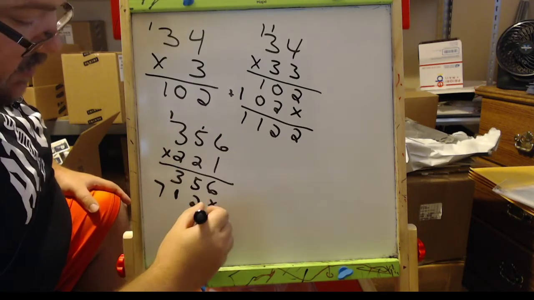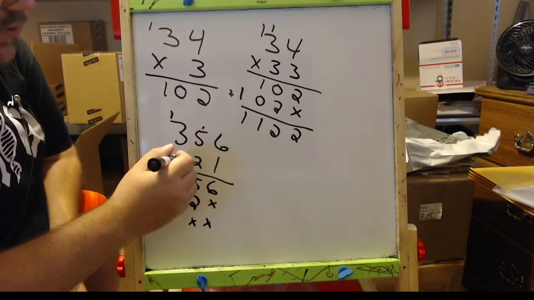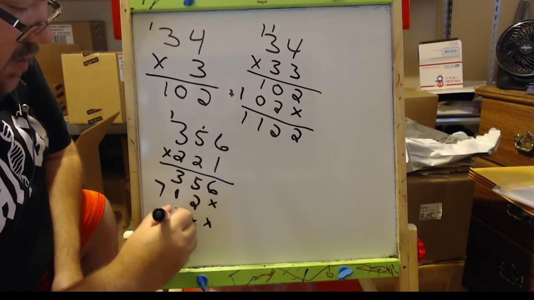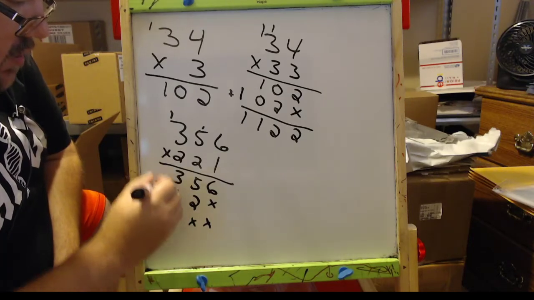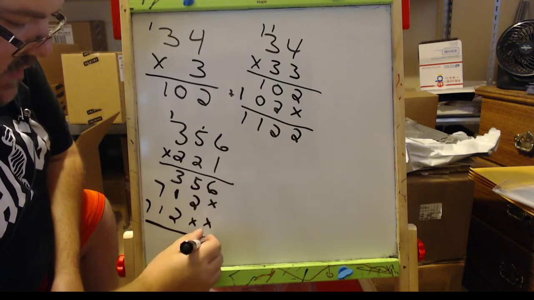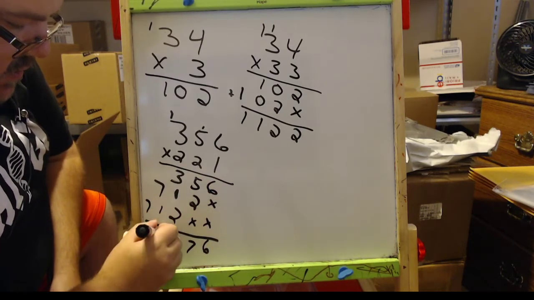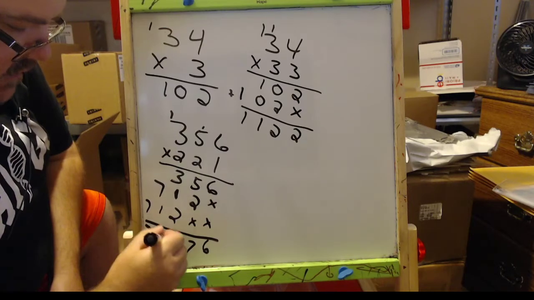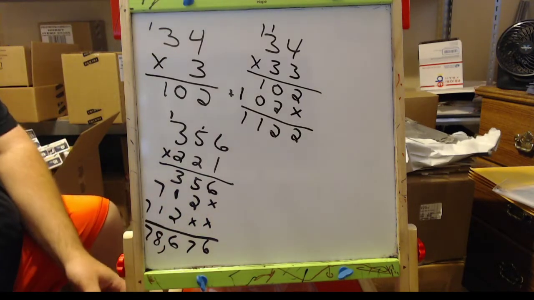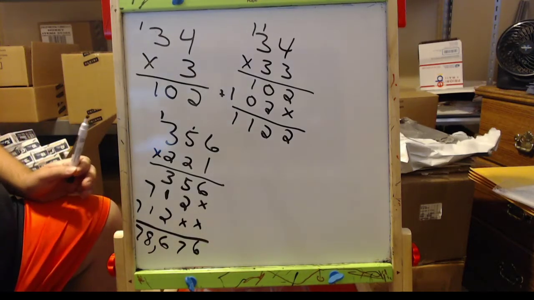Now, we're moving on to another one. We need 2 placeholders. So the more you go, the more placeholders you need. And then it's going to be the same thing. 12, 1, and 7 that way. And then add them up. 6, 7, 6, 8, 7. So 78,676.